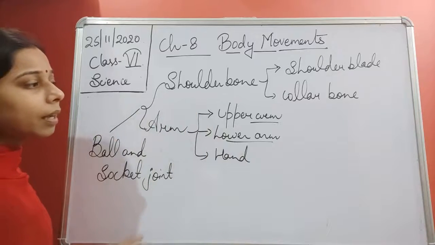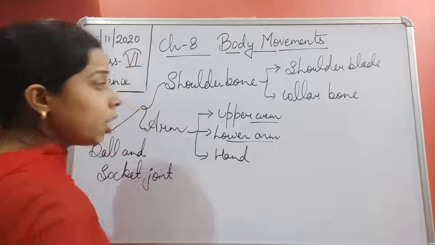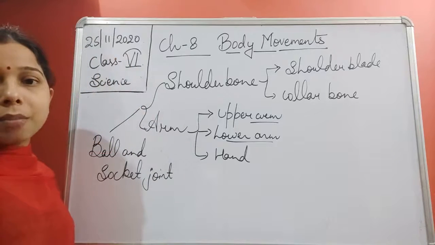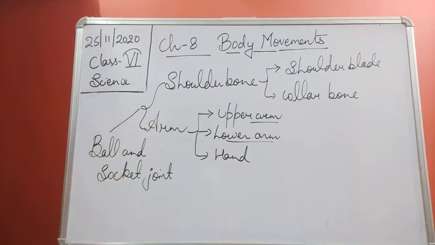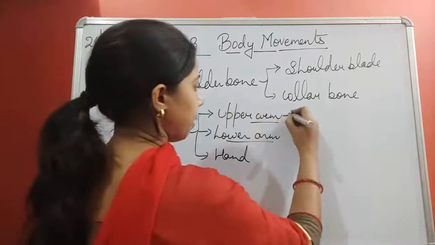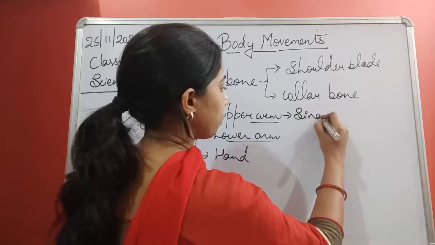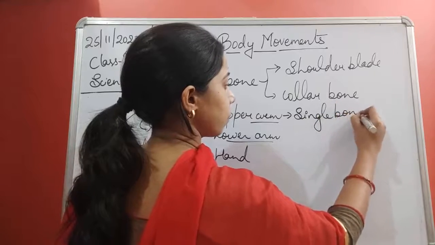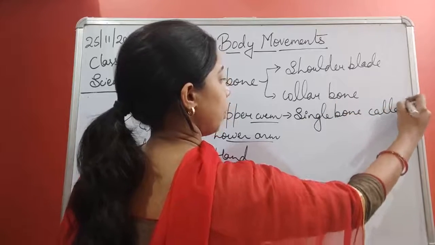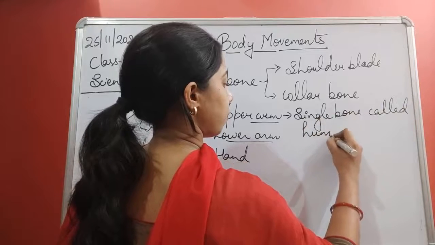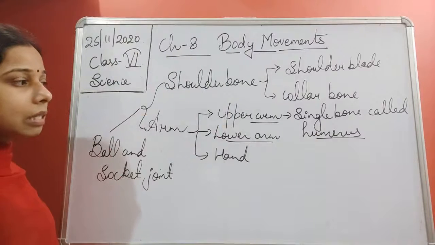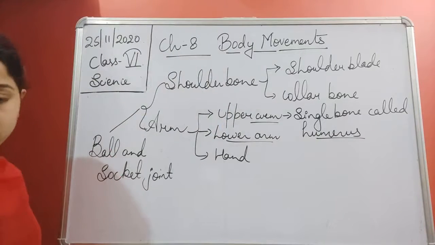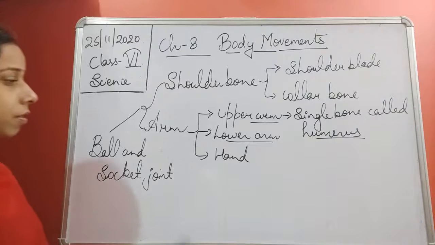Now let us see what kind of bones are present in the upper arm. So basically in the upper arm only one bone is present. Okay, and the name of the bone is humerus. So we can write it: single bone called humerus. So the upper arm consists of a single bone, that is known as the humerus.